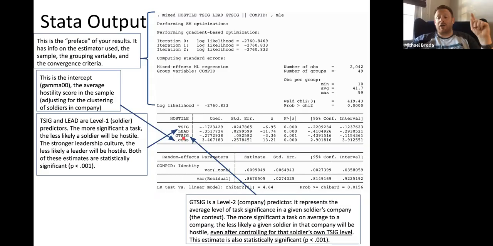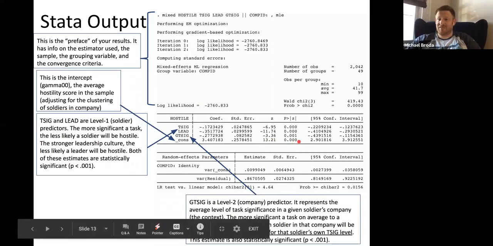If you are in a company with a higher level of task significance, you as an individual are also predicted to be less hostile. So that's like a normative effect or a peer effect, which is really neat, something you can measure with a multi-level model. So this is controlling for the individual responses, right? So we're looking at 2 people who have the same exact responses for these 2 variables, and all we're looking at is the third variable, which is the perception around them, the group significance, which is pretty neat.